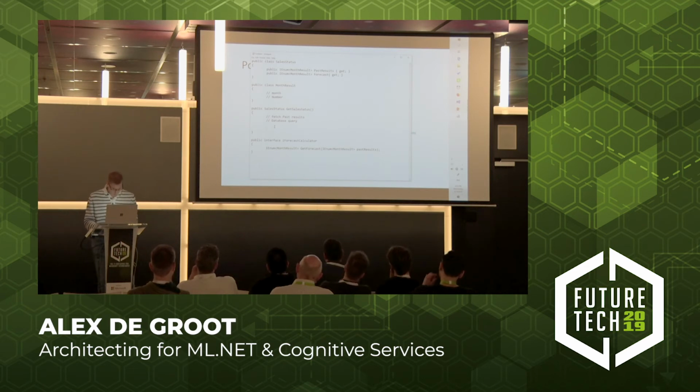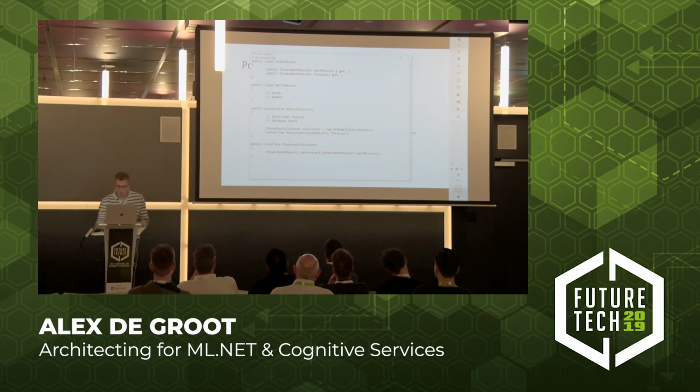What we actually want to do is just have an I forecast calculator. Something like this. And then we want to set, or we want to do a new sales status. And we want to put some past results, a forecast, in it. And of course you want to return this, and correct me for doing it wrong. And then of course this is probably going to be something like calculator. This is very clear code, isn't it?